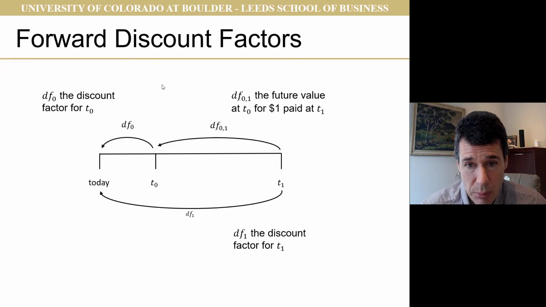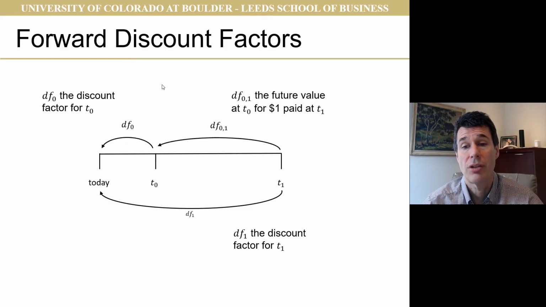But let me describe what's going on with discount factors. So we're going to take the present value. Discount factors are present value, right? So discount factor 1 is the present value of $1 paid at time T1. Discount factor 0 is the present value of $1 paid at T0, and we're going to call discount factor 01 to be the future value at time T0 of $1 paid at time T1.